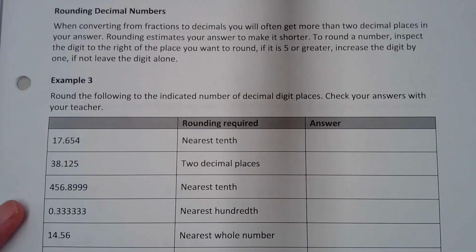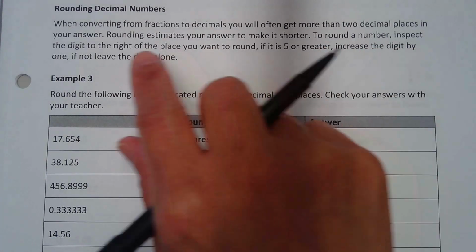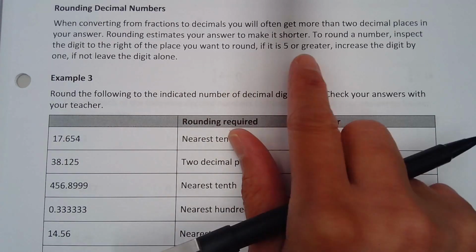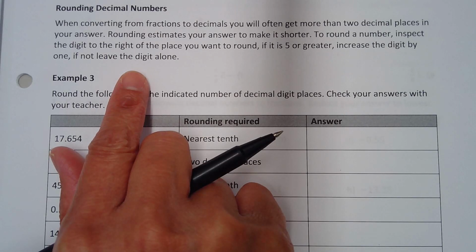So, rounding decimals. It says when converting from fractions to decimals, you will often need to get more than 2 decimal places in your answer. Rounding estimates your answer to make it shorter. To round a number, inspect the digit to the right of the place you want. If it's 5 or greater, increase by 1. If not, leave the digits alone.